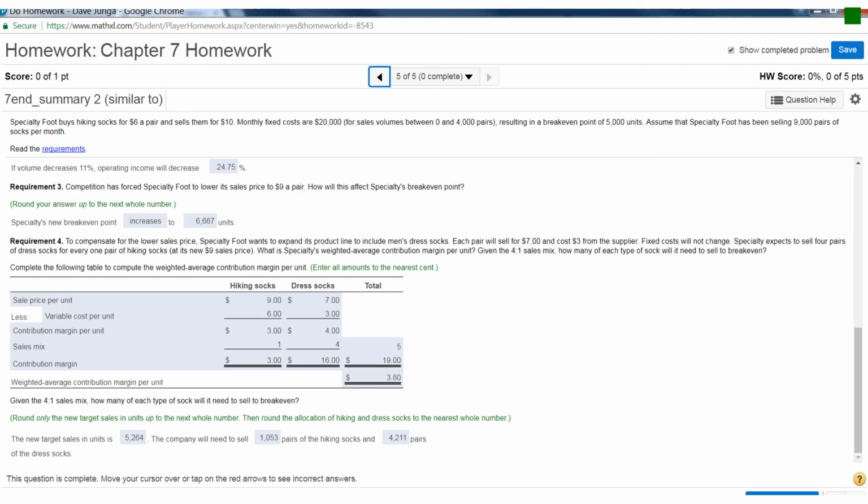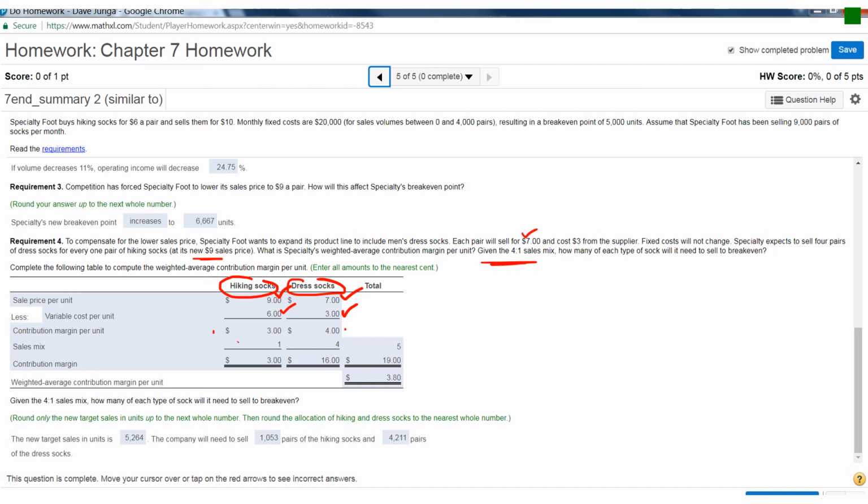Okay, so this is requirement part 4. This is a sales mix problem. And they tell you that they're going to have some hiking socks and some dress socks. Then you have the sales price of 9 and the sales price of 7 that's given. That's right up here. Here's your new sales price of $9. And of course, each pair of dress socks is 7. They gave you the $3. We already know the hiking is 6. So the CM per unit for each of these is $3 and $4. We need to know the sales mix, which in this case is 4 to 1. They sell 4 dress socks for every 1 hiking sock.